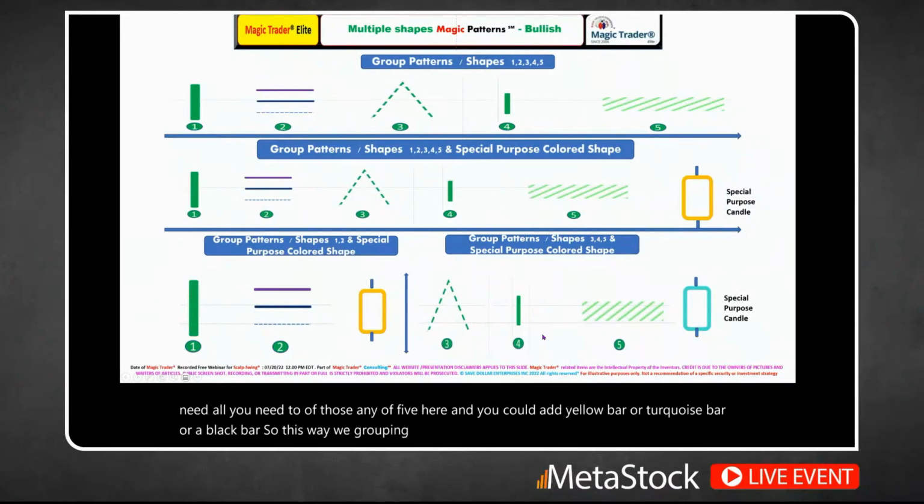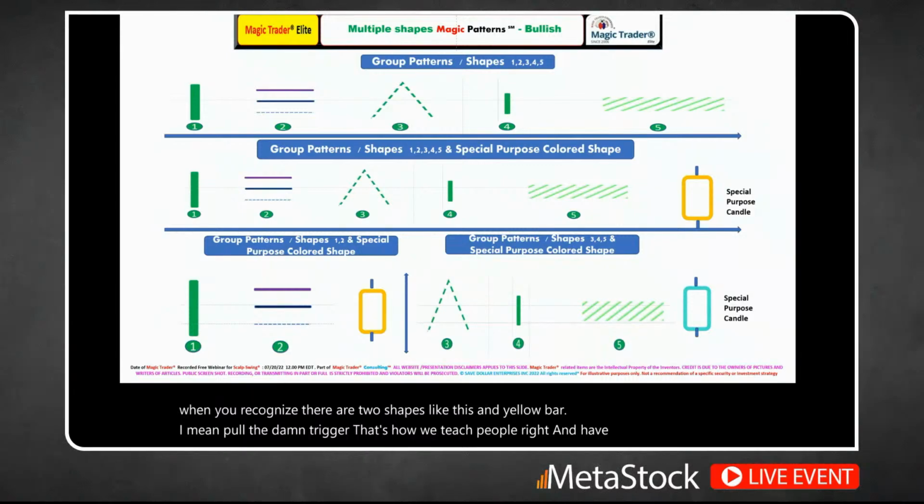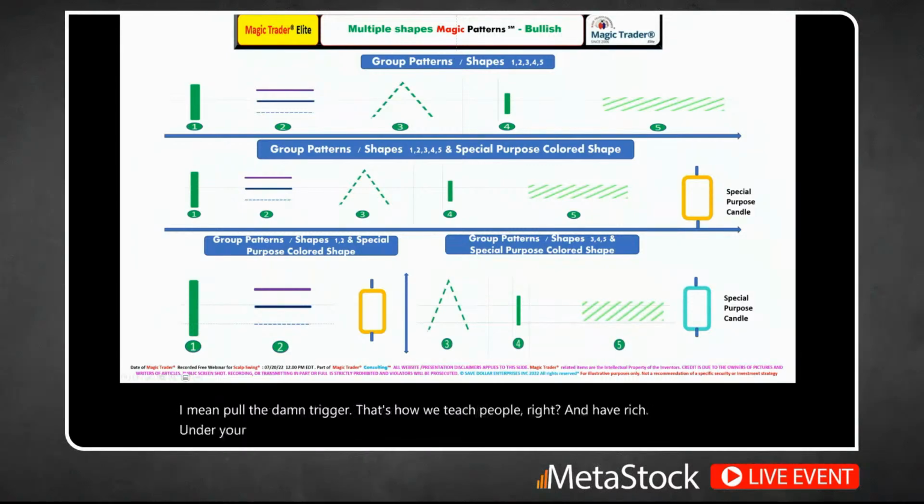So it has a meaning. When you recognize there are 2 shapes like this and a yellow bar came in, pull the trigger. That's how we teach people, right? And have risk under your control. Don't get carried away thinking you're going to make a million, so you put all your money there. Risk management is very important.